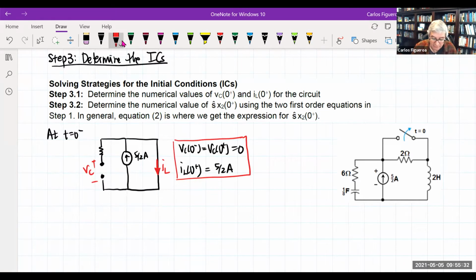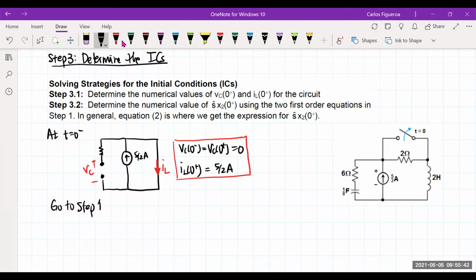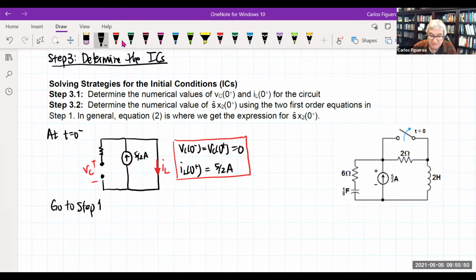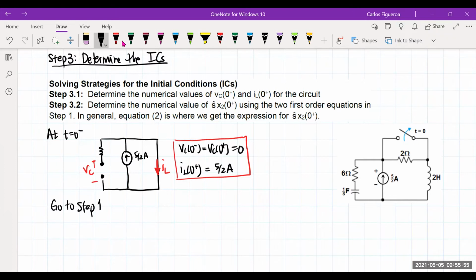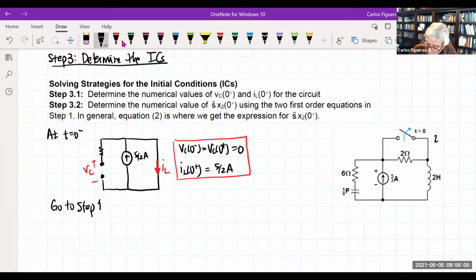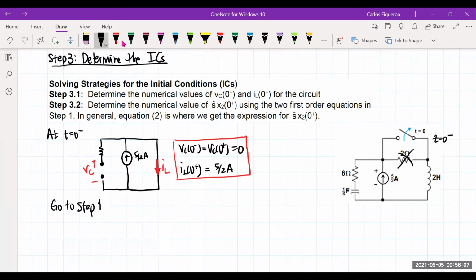Now what I got to do here is that I now go to step 1. Wait, hey, Carlos. Yeah. Would the VC still have a voltage because of that 2 ohm resistor? No, it's an open. It's a dead resistor. One that's in series with the inductor? Oh no, look at that. At t equal to 0 minus, that guy's shorted out. Oh, sorry. Yeah, no problem.